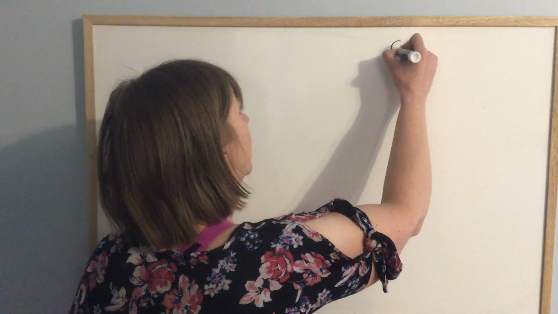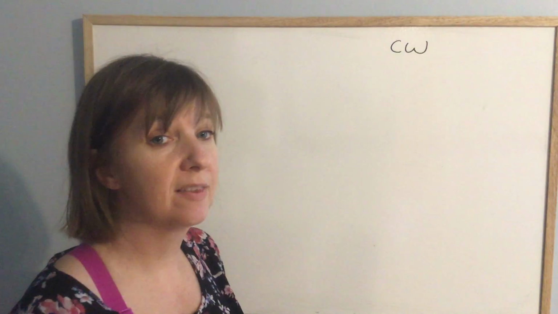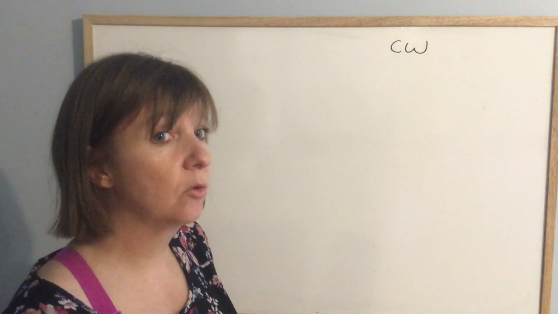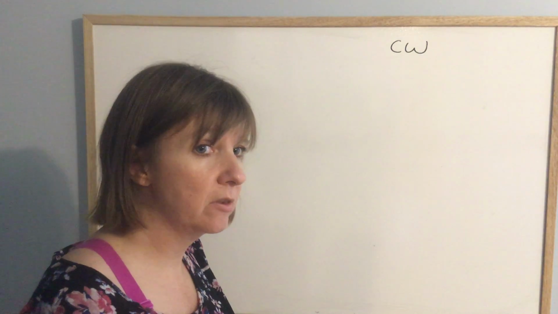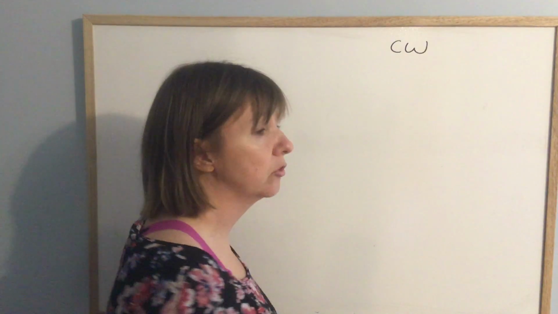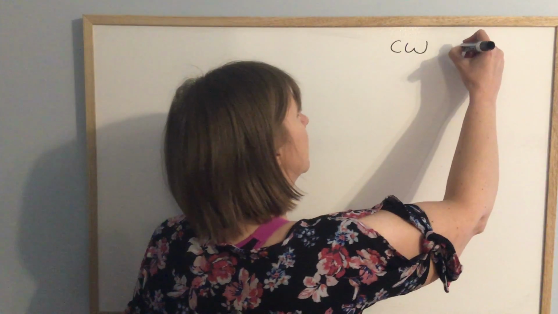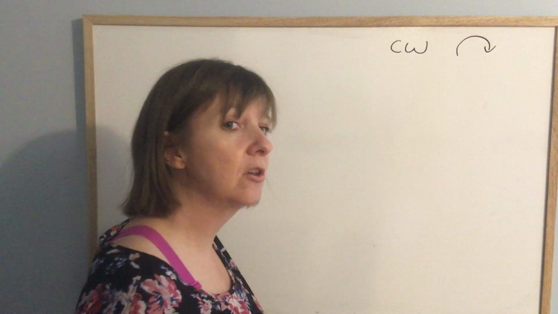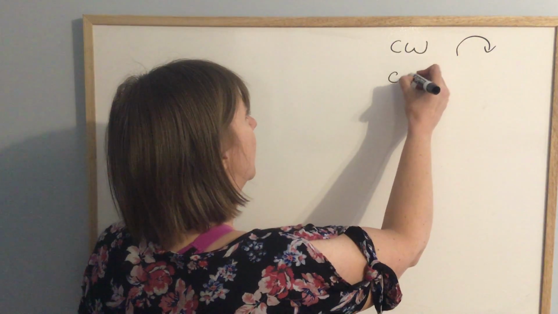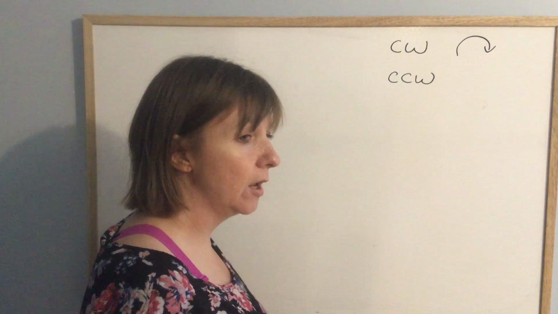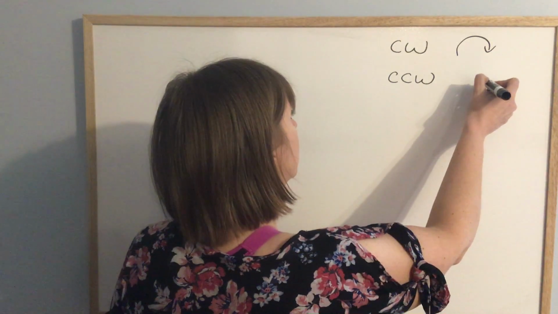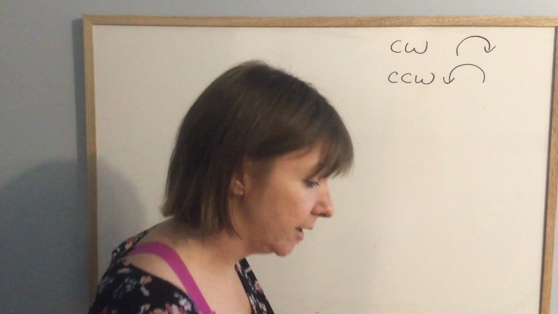And direction matters. When we talk about direction, we talk about clockwise, which we shorten to CW. Clockwise just means the way an analog clock goes. You should be familiar with a clock because we have one in our classroom. A clock turns this way, so that is clockwise. Counterclockwise is represented by CCW, and it goes the opposite way of a clock. So it goes this way.